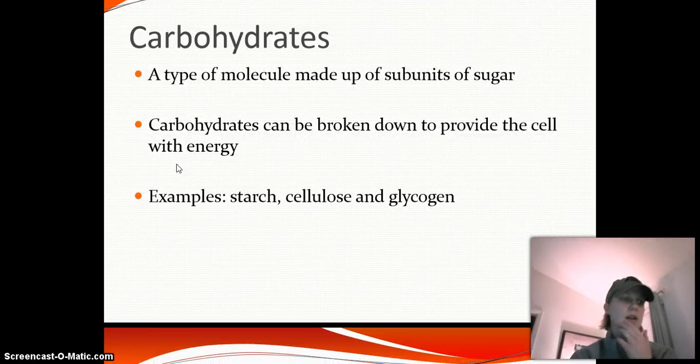A carbohydrate's subunit is the sugar. They're mostly composed of atoms of carbon, oxygen, and hydrogen, all linked together. They're going to be used by cells because they provide the cell energy. We're going to eat those carbohydrates, and they're going to be broken down and given to the cell, and the cell is going to hold on to it as energy.